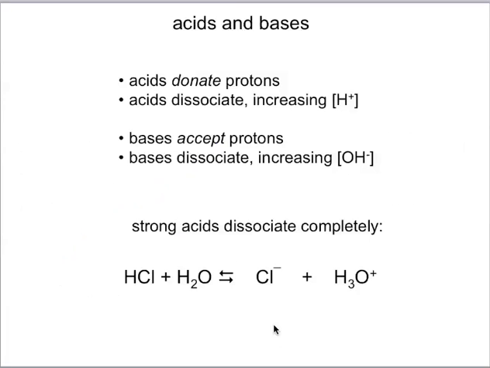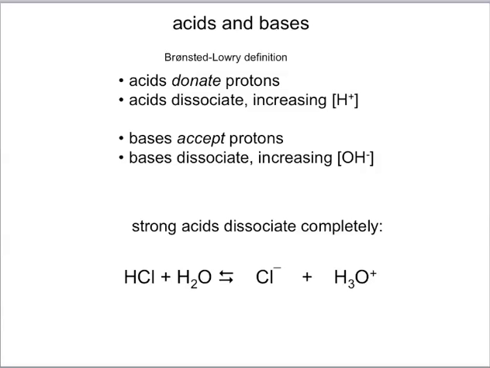Now here are our Bronsted-Lowry definitions of acids and bases. We might use others over the course of the semester, but this is the easiest one for discussing what's happening to the ionization state of weak acids and amino acid side chains. We just state that acids donate protons, they dissociate and increase the hydronium ion concentration, whereas bases accept protons and they dissociate, increasing the hydroxide ion concentration.